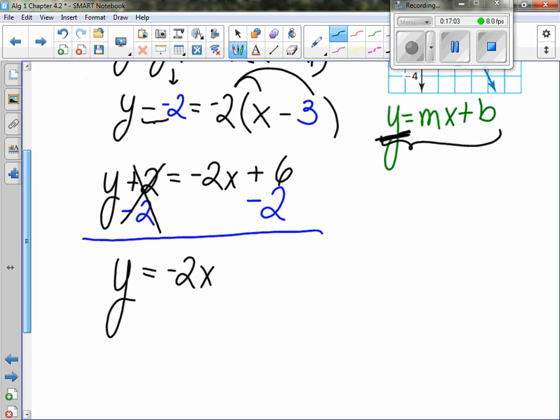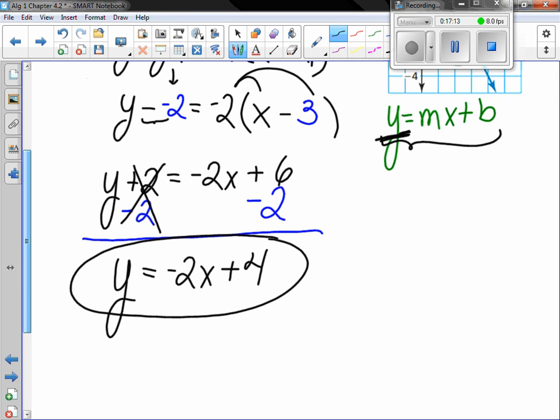Negative 2x, because we would do 6 minus 2, because they are like terms. And what is 6 minus 2? So the equation of this line in slope-intercept form is y is equal to negative 2x plus 4. And that's it. That is all we have to do for this one here. Any questions on this problem here? Because once we found the slope, we plugged in our point, got y by itself.